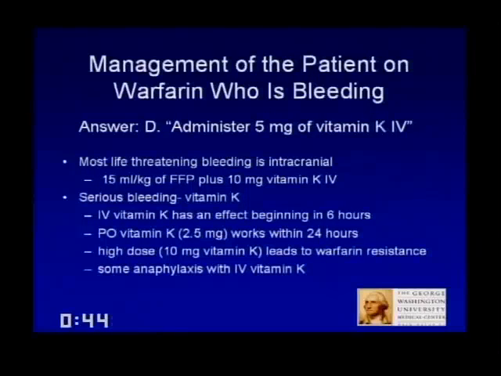This compartment syndrome of the arm, which we presented here, would be in the serious bleeding category. Most texts would recommend giving IV vitamin K, which has an effect beginning in about 6 hours. PO vitamin K, about 2.5 milligrams would be the normal dose, works within 24 hours. If you give too much vitamin K, there's warfarin resistance, which could cause you problems for whatever the reason the patient was on the anticoagulant in the first place. And some anaphylaxis has been reported with IV vitamin K. So you only want to give it if the benefit clearly outweighs the risk.